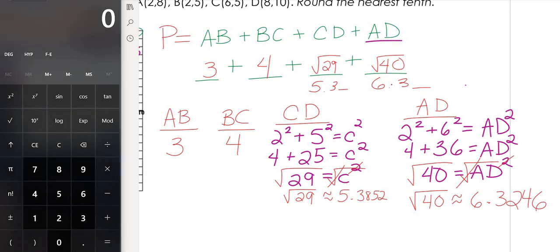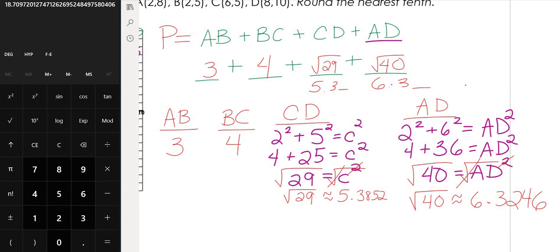Let's go to our calculator and let's do it the official way. 3 plus 4 plus square root of 29 plus square root of 40 equals 18.7. Yep, that makes a lot of sense to me. So altogether, this is about 18.7 units for the perimeter. And it did say round to the nearest tenth. This is my final answer.